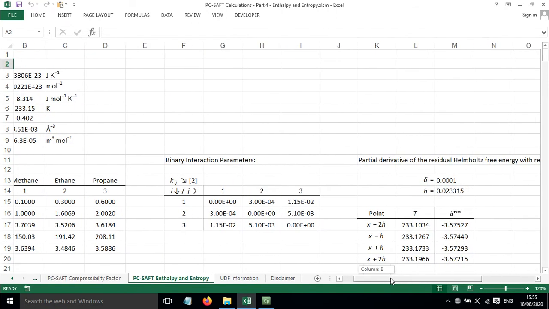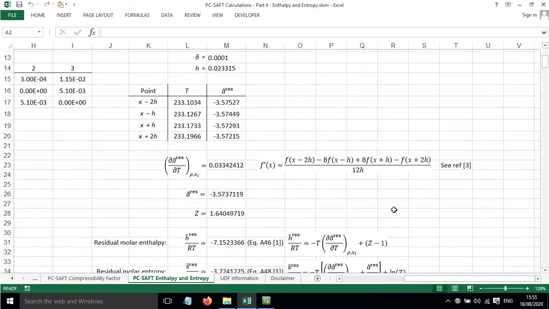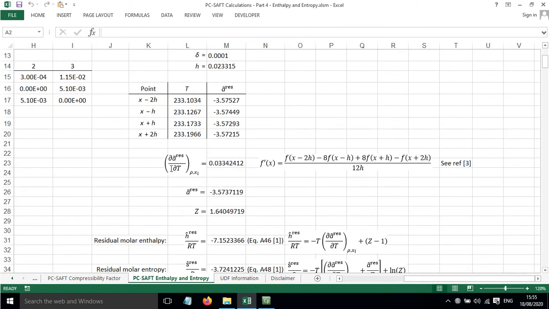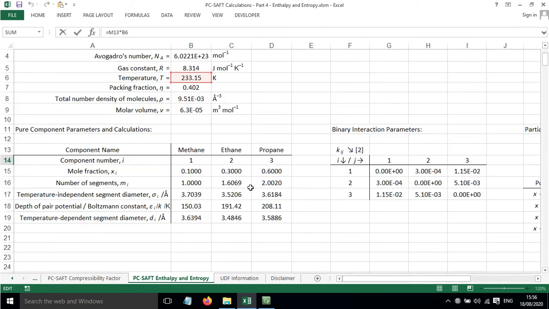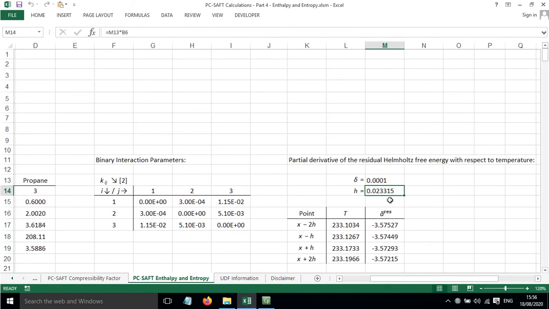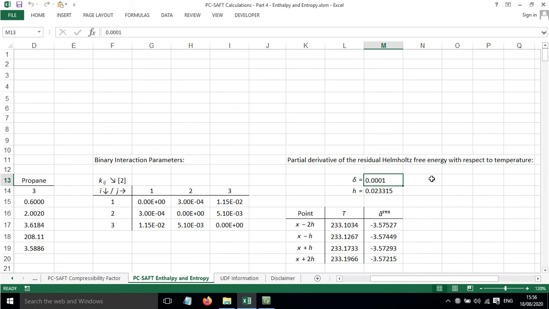So in the case of enthalpy and entropy, what we need to do is follow the same procedure, but to get the partial derivative with respect to temperature. So the formula again is shown here for the numerical differentiation taken from reference 3. And we've got this table here where we've got the value for the temperature, take away two lots of this H value, take away one lot, add one lot, and add two lots of H. And H has been determined by multiplying the temperature that we've got by this increment, this delta value of 10 to the minus 4.